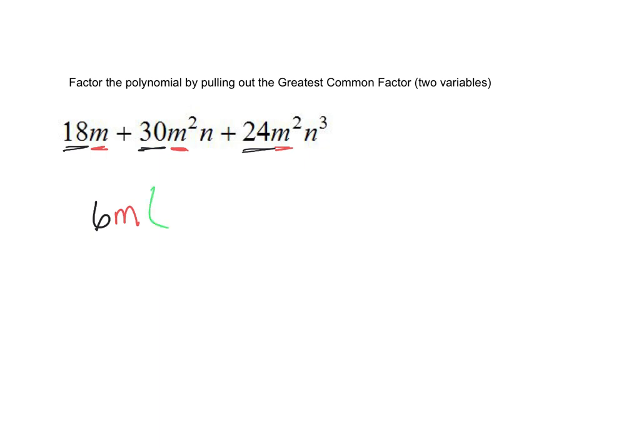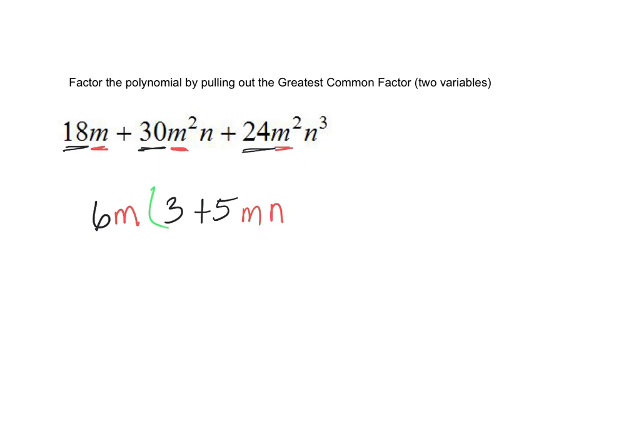So 18 divided by 6 gives me 3. M divided by m, well, I factored one out, so it's gone, nothing else, and I move on to the next term. So 30 divided by 6, well, that gives me 5. M squared divided by m, so I keep the base, subtract exponents, so that leaves me with just m. And then the other n because I didn't do anything with it.